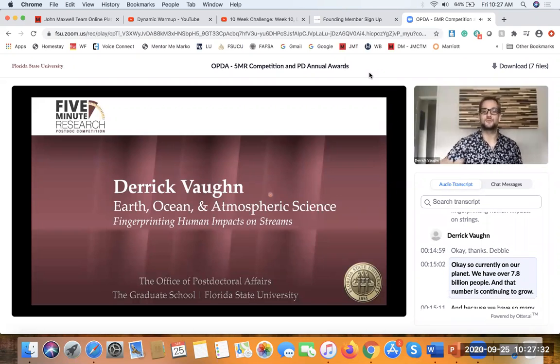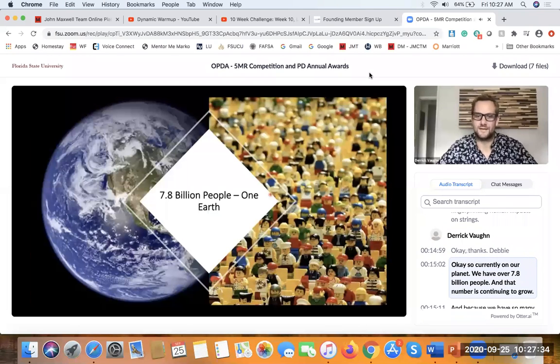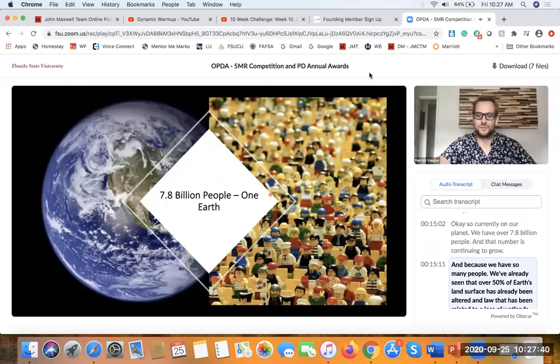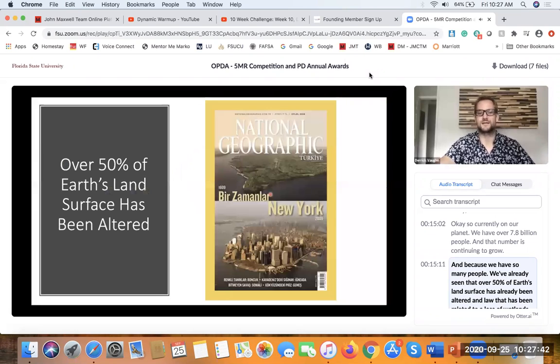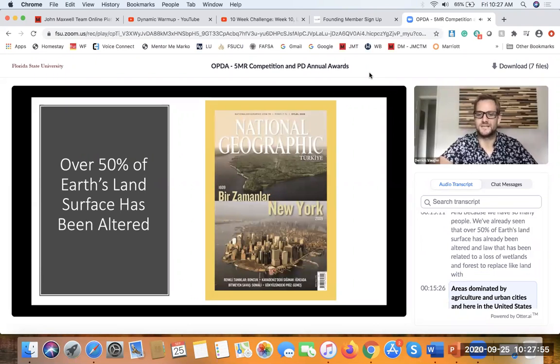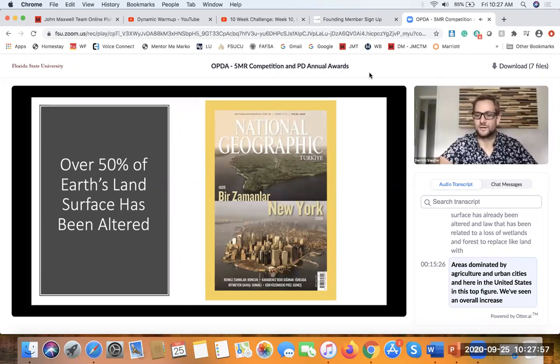Okay, so currently on our planet, we have over 7.8 billion people, and that number is continuing to grow. And because we have so many people, we've already seen that over 50% of Earth's land surface has already been altered. And a lot of that has been related to a loss of wetlands and forests to replace that land with areas dominated by agriculture and urban cities.